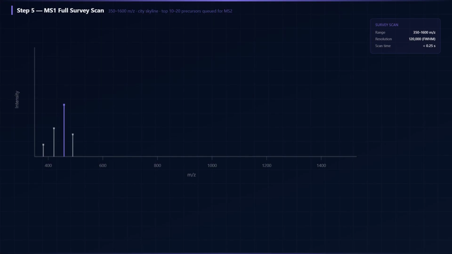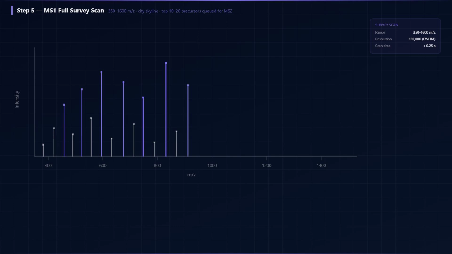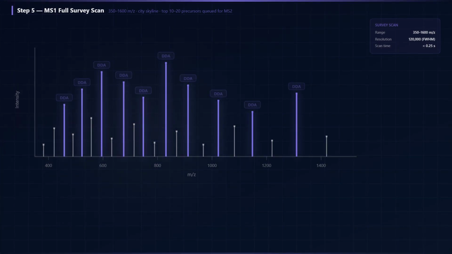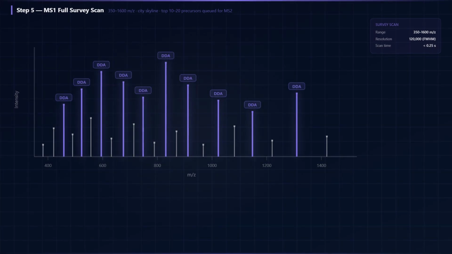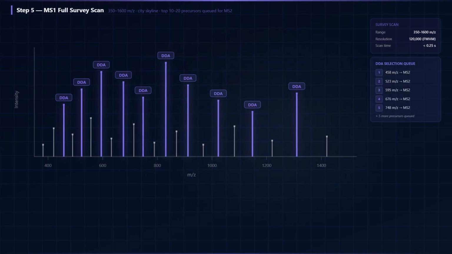Step 5, MS1 survey scan. The mass analyzer takes a full scan from approximately 350 to 1600 m/z. This is your survey spectrum. It looks like a city skyline. Tall peaks are abundant ions. Short peaks are rare ones. The instrument ranks the top 10 to 20 most intense precursors from that skyline and cues them for fragmentation. This cycle, survey scan, select, fragment, runs continuously as peptides elute from the column.